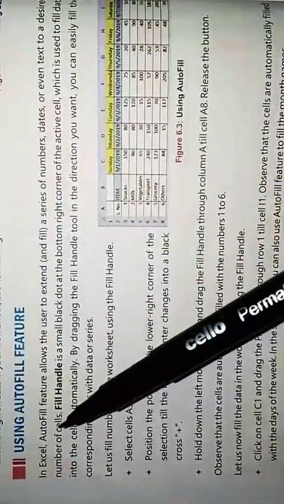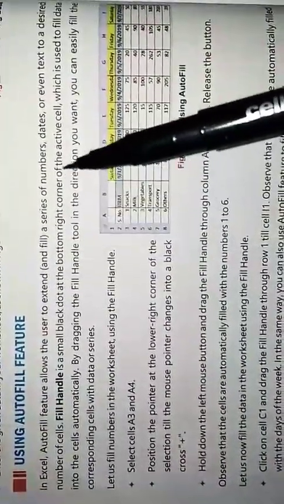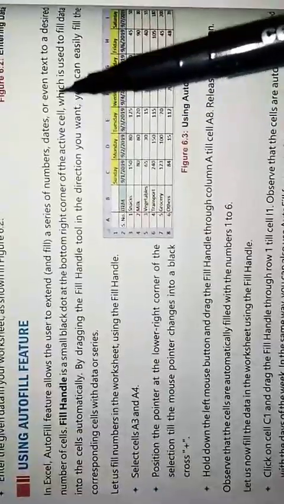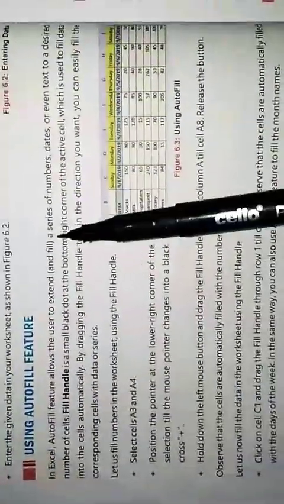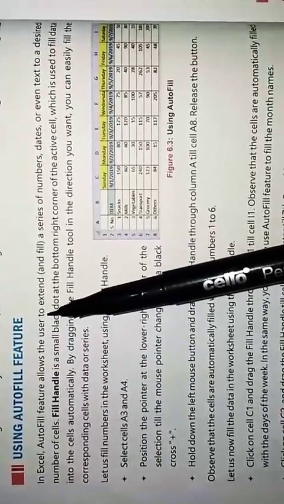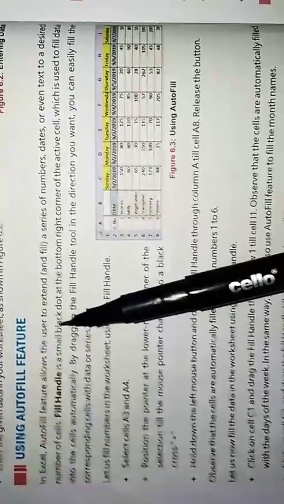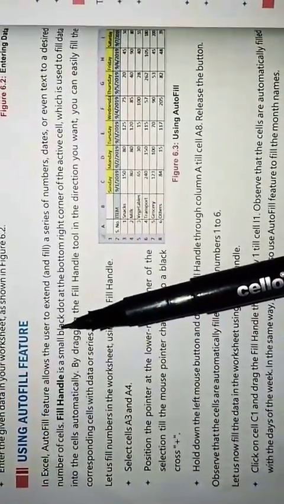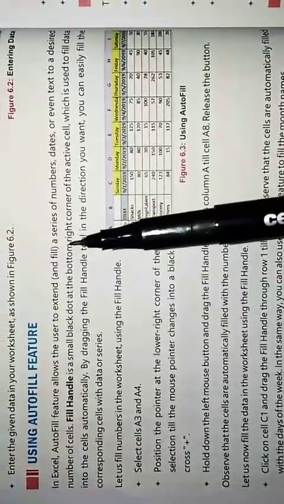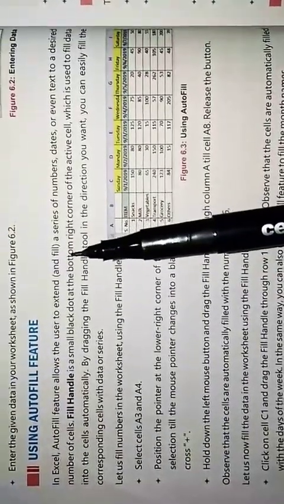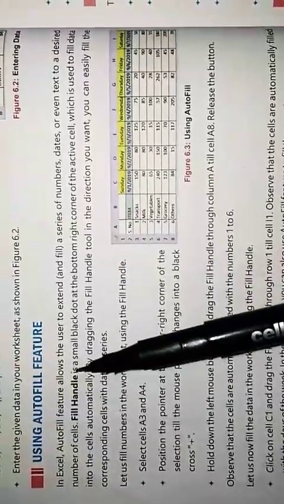In Excel, the autofill feature allows the user to extend and fill a series of numbers, dates, or even text to a desired number of cells. This feature is given in Excel, which you can use to fill a series of numbers, dates, or even text automatically. Understand? So let's discuss it.